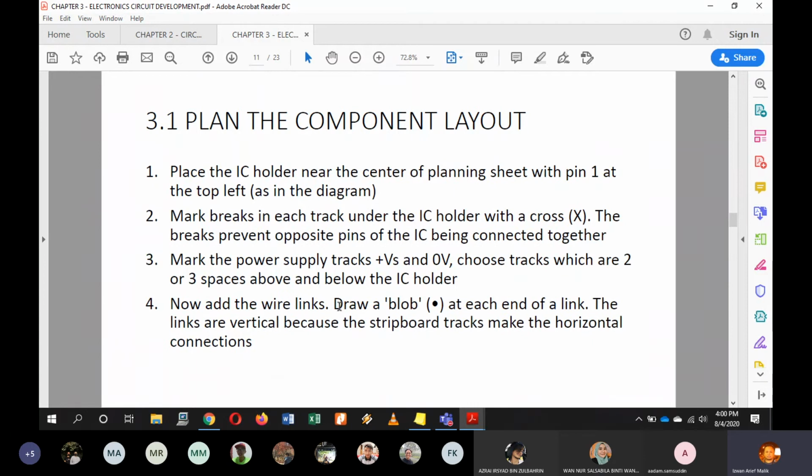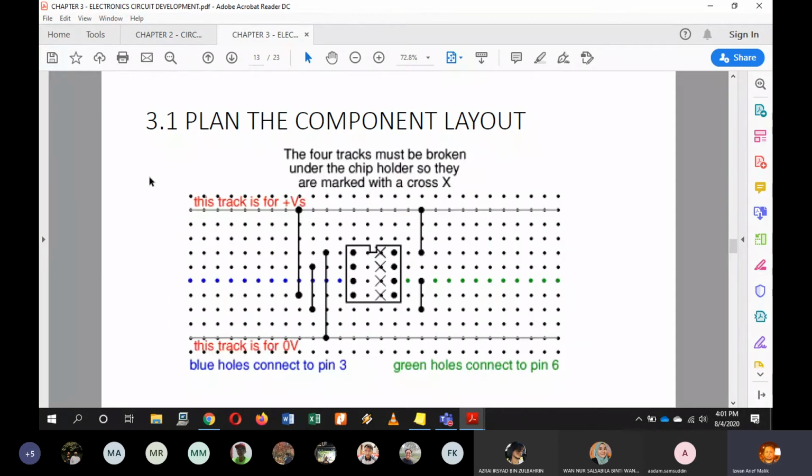Now add the wire link. Draw the blob, which is titik ni, at each end of the link. The links are vertical because the stripboard tracks make the horizontal connection. So like I told you just now, the copper on this strip board is connected horizontally. Okay, dia akan buat secara melintang. Alright, so use these dots to determine your connection lah.